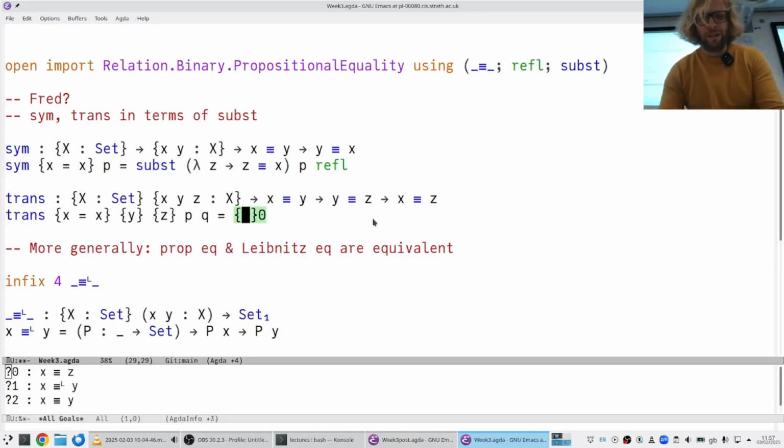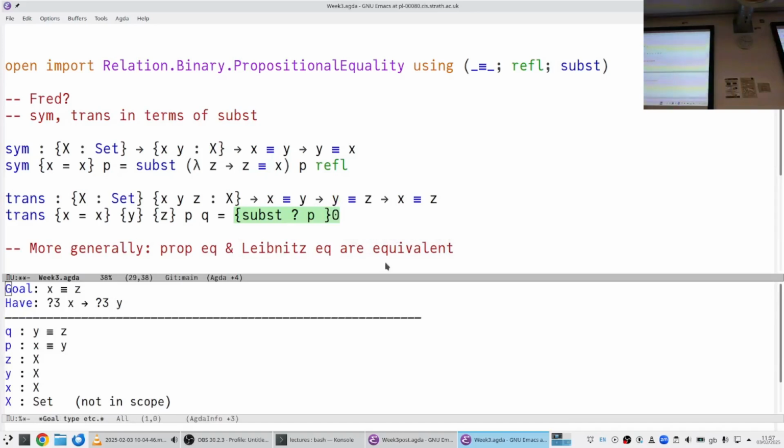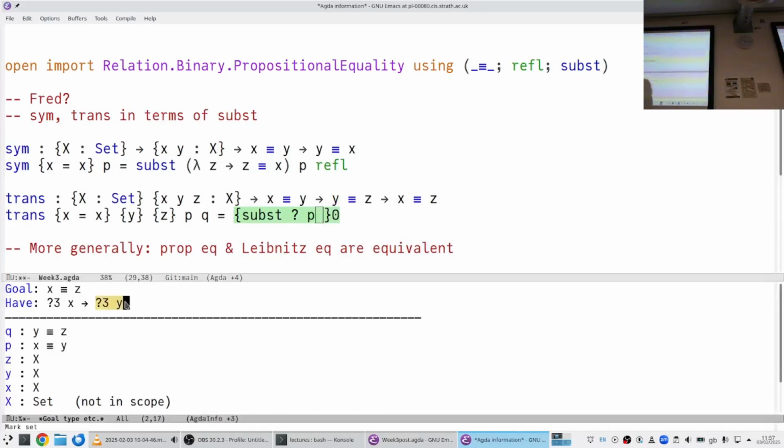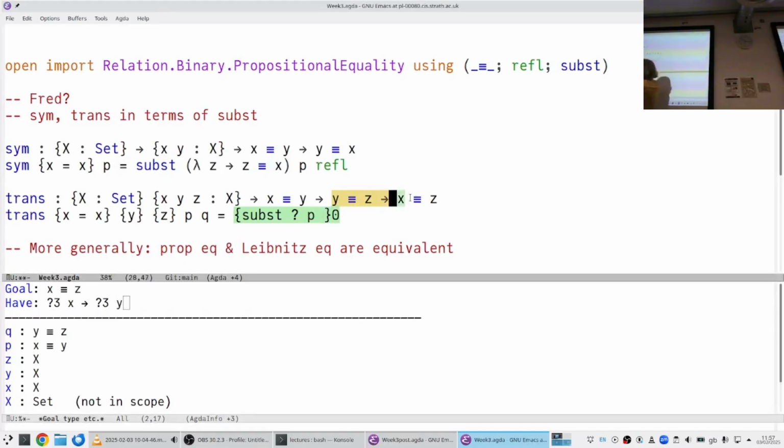So then again, we would do subst something p, and then we see that we get to go from the goal where we have an x to the goal where we have a y. And what is the goal now? Well, it would be the rest of this.